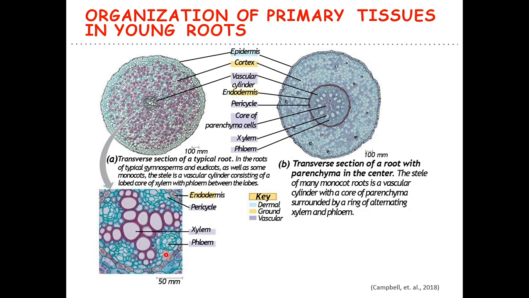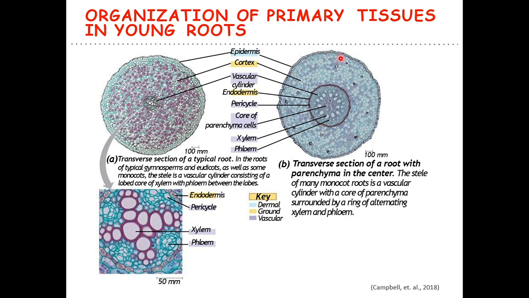The blue stained rounded section here is the phloem, and the purple stained structure here is the xylem. The phloem transports the nutrients, and the xylem mainly transports the water. In figure B, a transverse section of a root with parenchyma in the center. The stele of many monocot roots is a vascular cylinder with a core of parenchyma surrounded by a ring of alternating xylem and phloem.